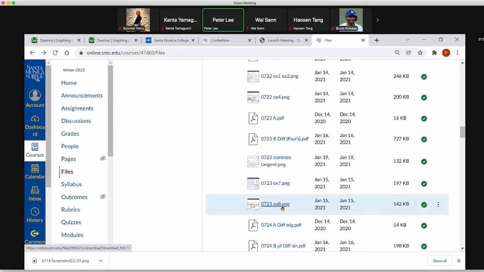For example 7 and example 8, in those two files, the question is completely solved to the end. So if you have a question and you want to know what the solution looks like, then you can open them up. But again, before you open them up, I want you to do the problems. Is that clear?